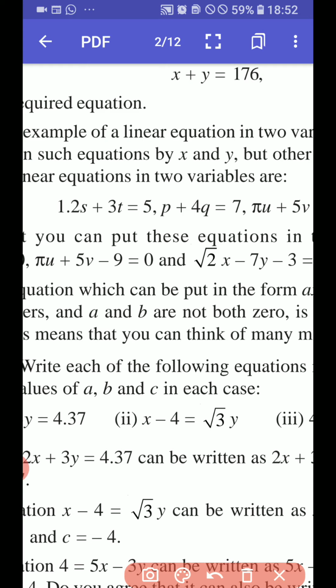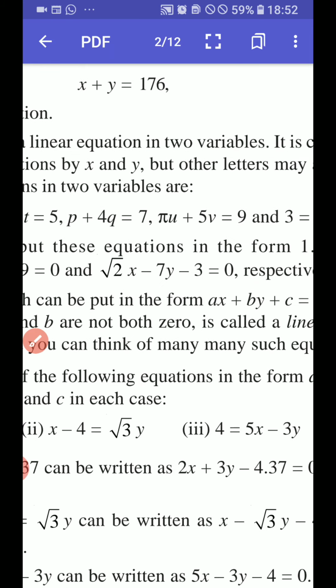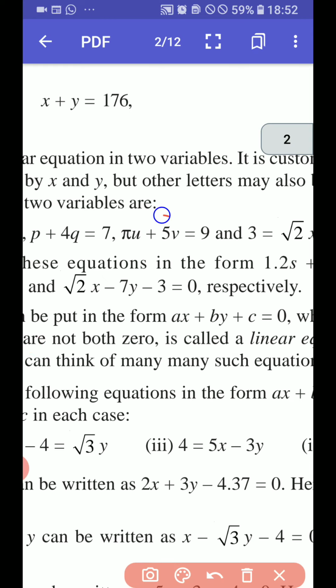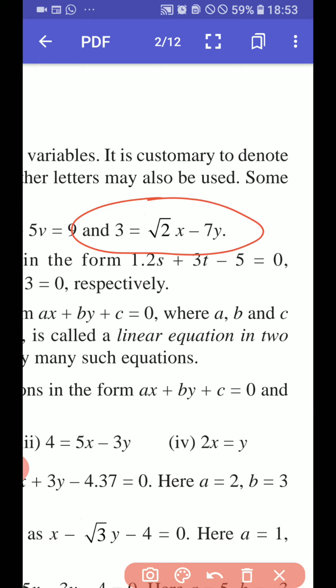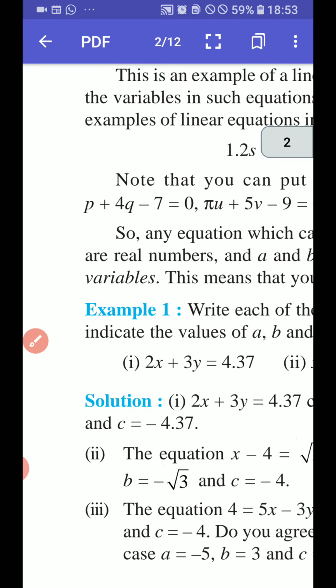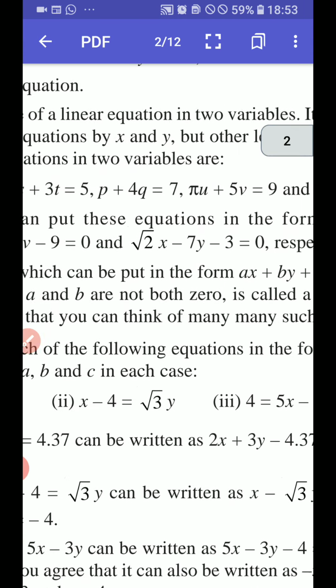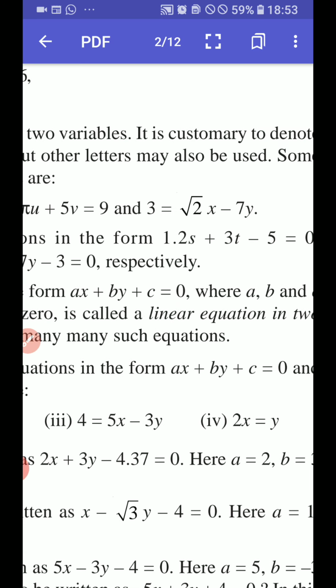Some examples of the linear equation in two variables are, you may write like that: 1.2s plus 3t equal to 5, p plus 4q equal to 7, pi u plus 5v equal to 9, and 3 equal to root 2 x minus 7y. Note that you can put these equations in the form of 1.2s plus 3t minus 5 equal to 0. Means you can just take the constant value to the left hand side. The sign will be changed.